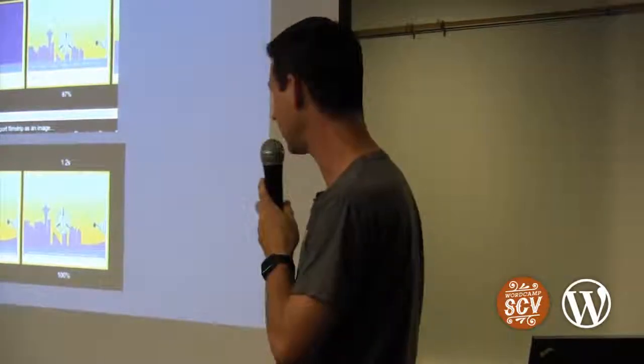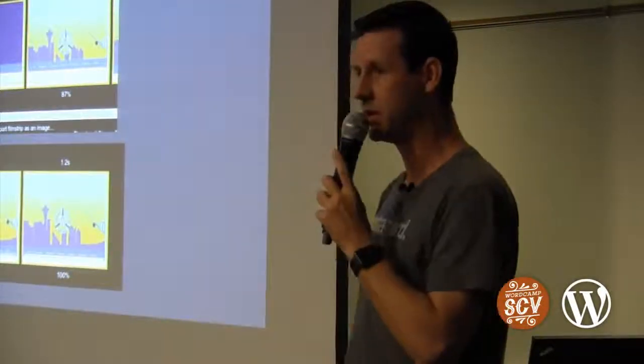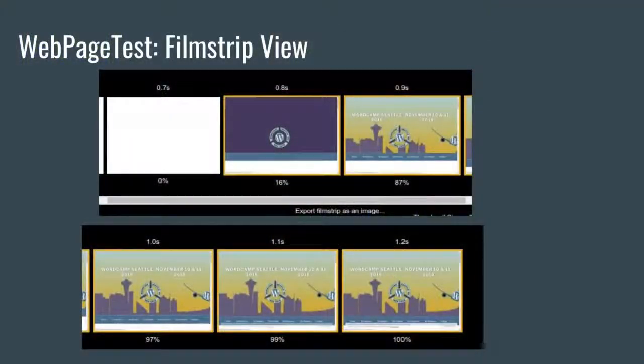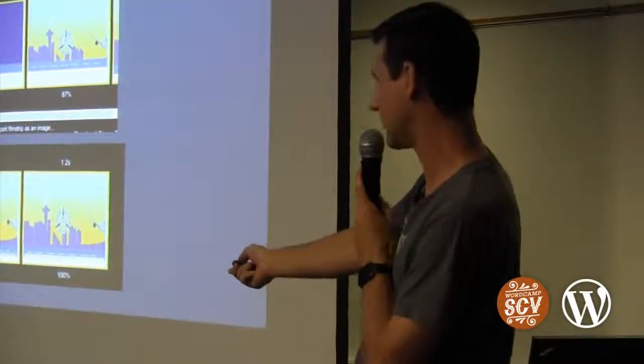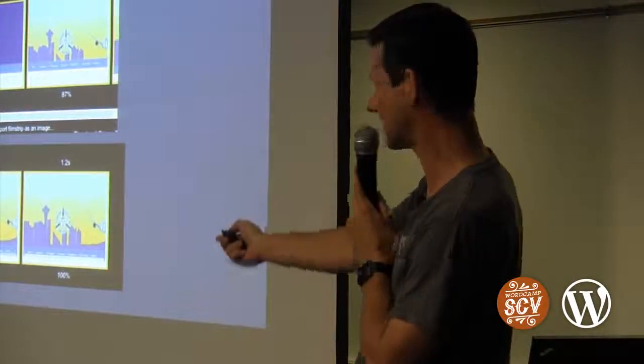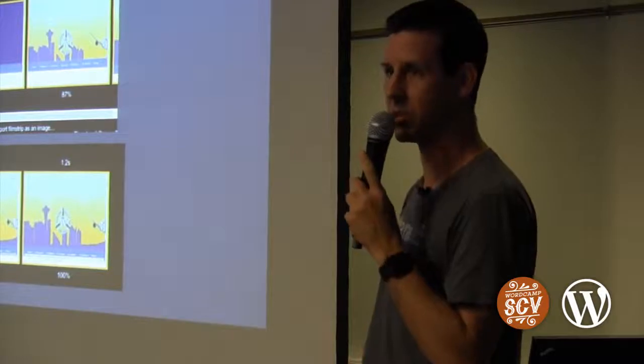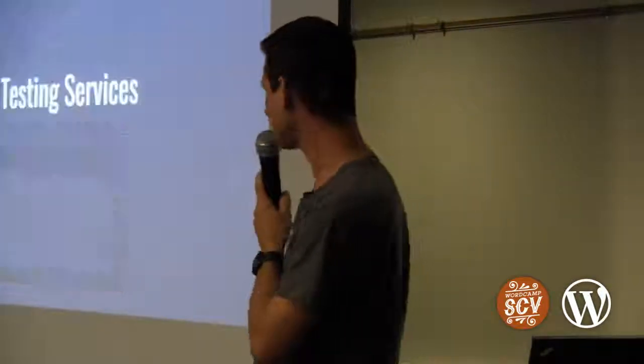One of my favorite pieces is the filmstrip view. After you run a test, you can click in here and see over time what people are seeing if they're using a browser to look at your website. In this case, someone's staring at a blank screen for the first 0.7 seconds, and then the background comes in, finally the image, and then the navigation renders and a few extra things, and then the cookie bar finally at the end. So we can see how long it's actually taking for the page to show up to someone visiting the site.